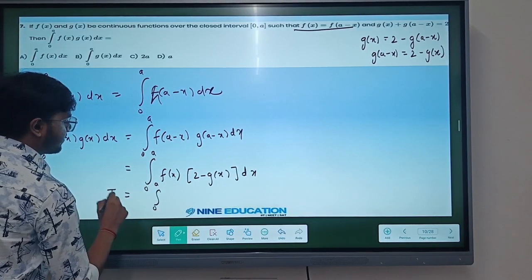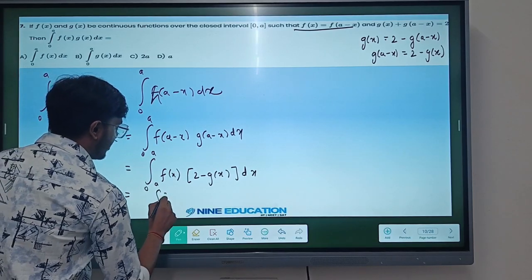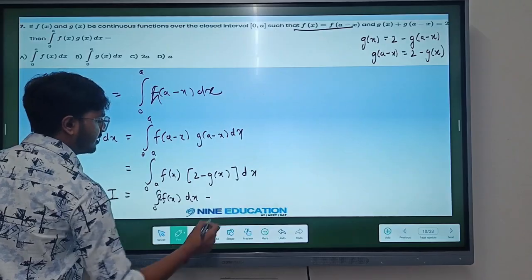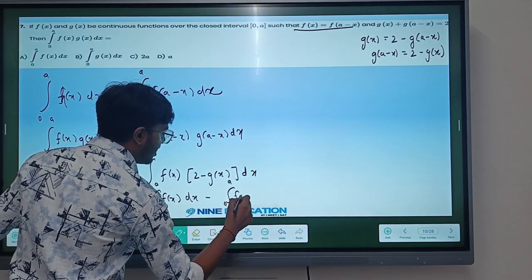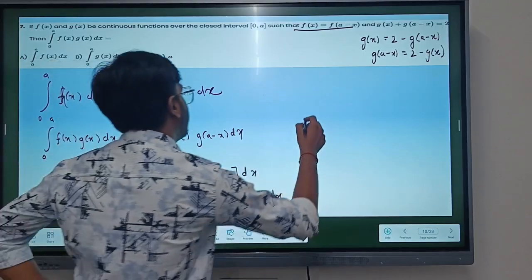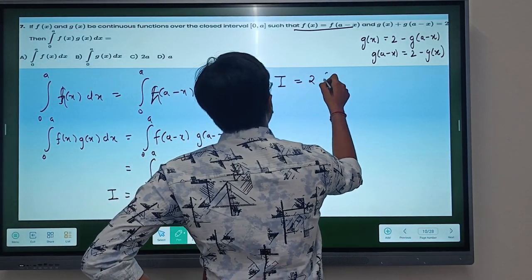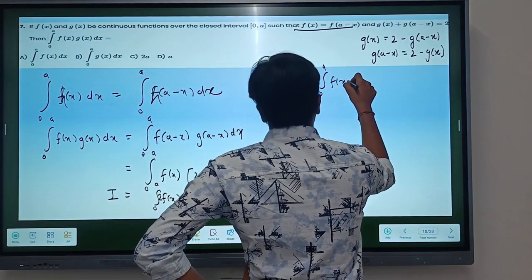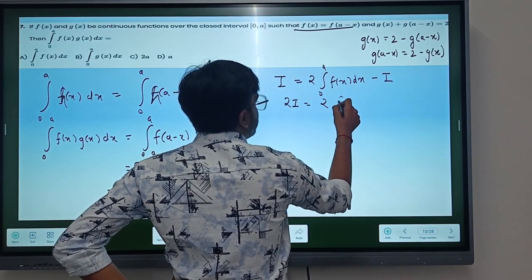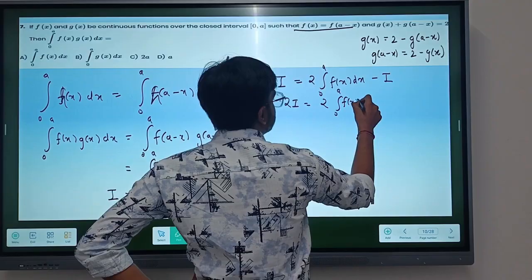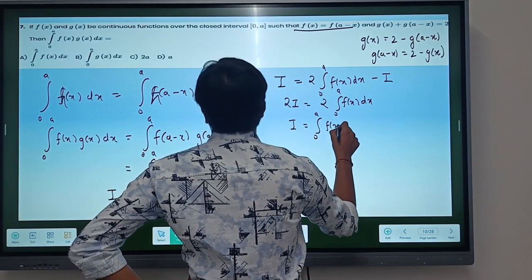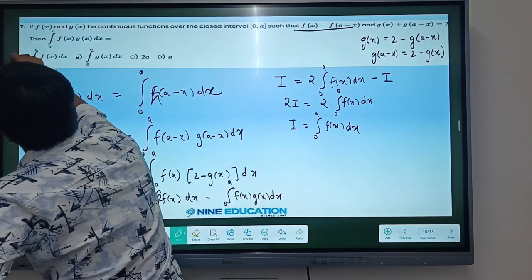So multiply this inside. Let's say this is I. The integral from 0 to a of f(x) multiplied by 2, 2f(x) dx, minus again the integral from 0 to a of f(x) into g(x) dx, and this whole thing is also I. So we get I is equal to 2 times the integral from 0 to a of f(x) dx minus I. So we get 2I is equal to 2 times the integral from 0 to a of f(x) dx. So we get I value as the integral from 0 to a of f(x) dx. Option A.